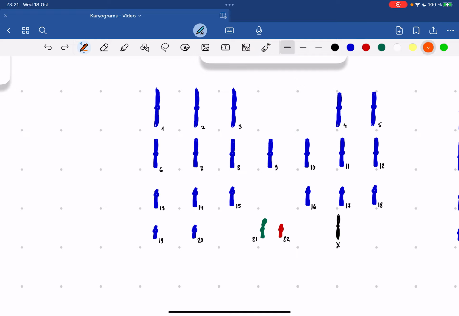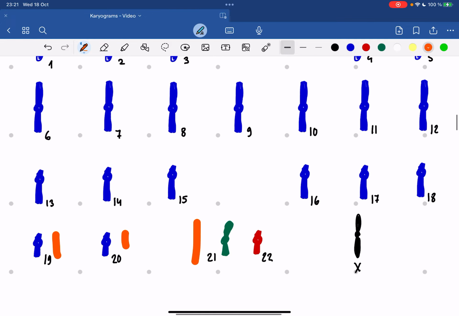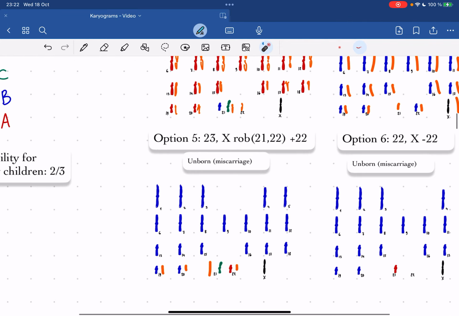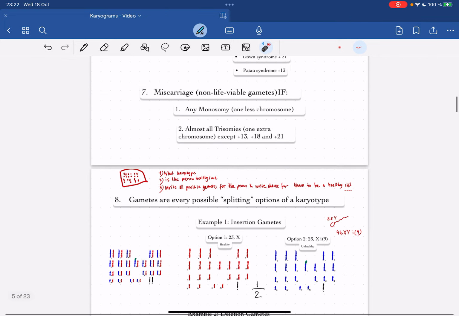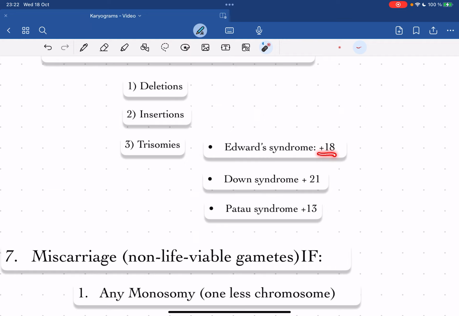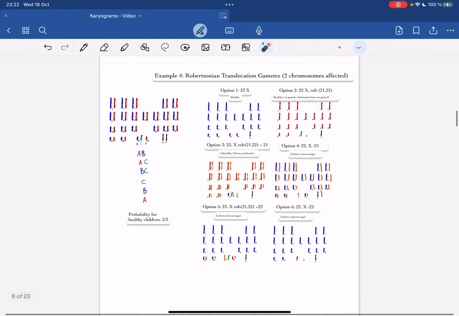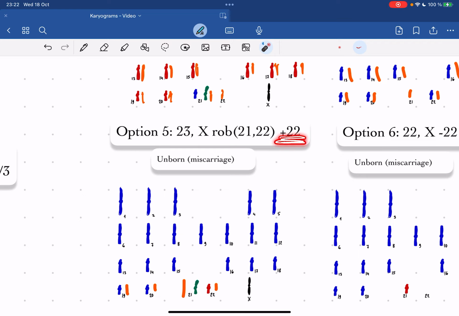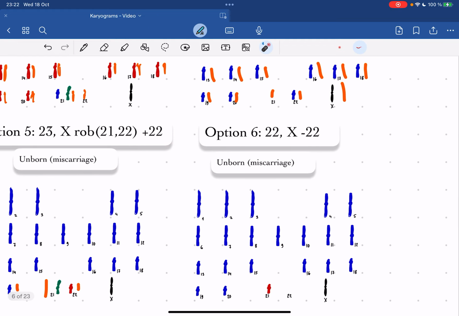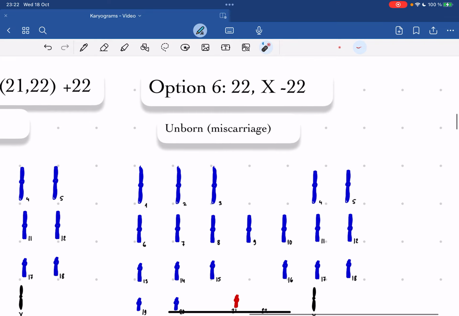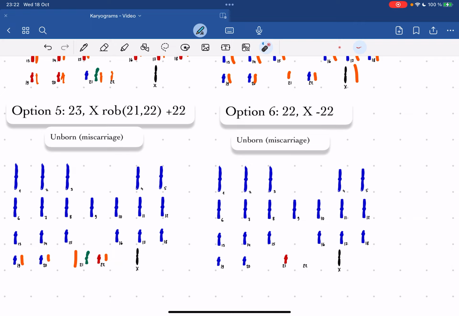So that would also lead to a trisomy, because once the dad adds the chromosomes here, we would have not one, not two, but three representations of chromosome number 22. And therefore, if we have an additional chromosome in 22, will it be viable for life? Well, let's see. The only ones that are viable for life are 18, 21, or 13. The other trisomies will always lead to a miscarriage. So in this case, because it's not on 21, it's not on 18, it's not on 13, it's on 22, this will be a non-viable child, which will lead to a miscarriage.